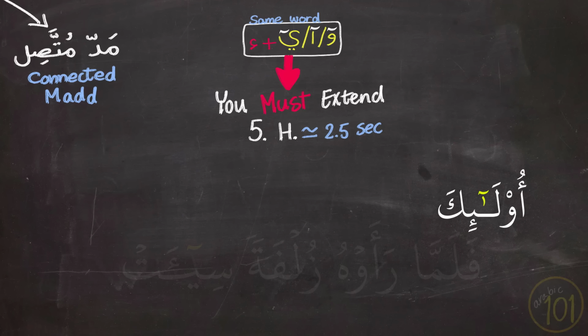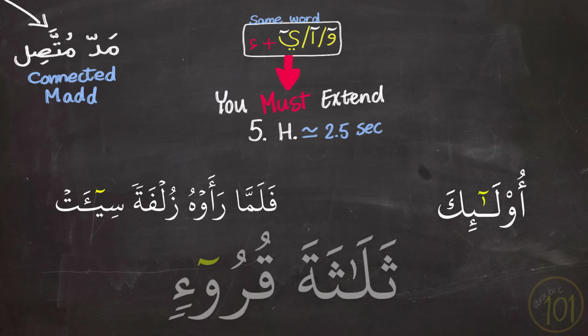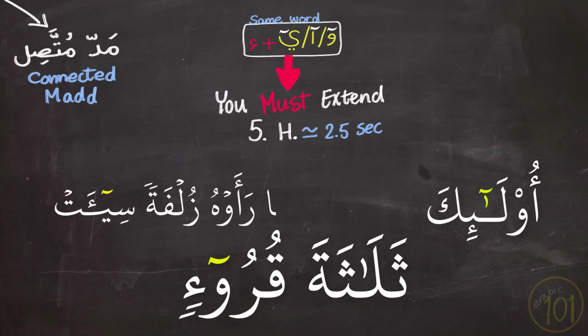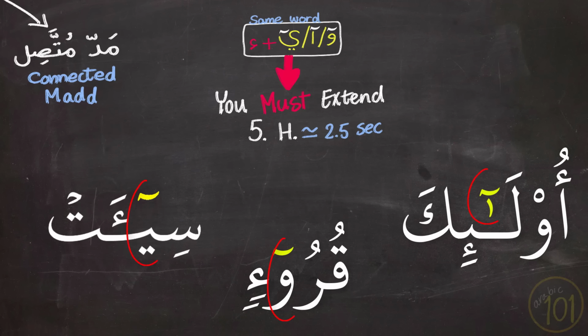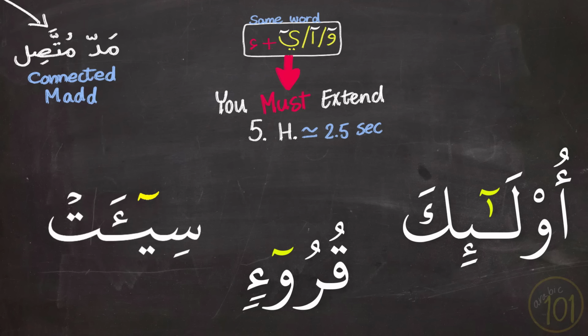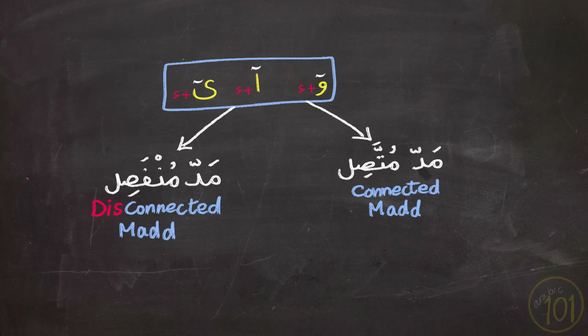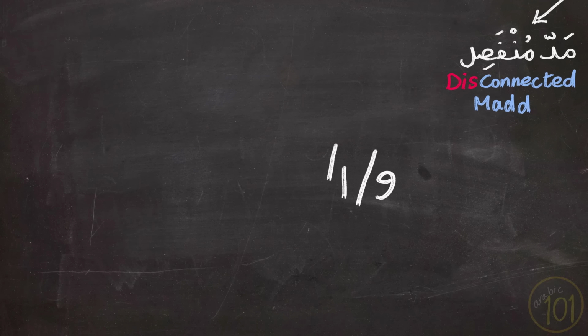أولئك، فلما رأوه زلفة، سيئت، ثلاثة قروء. We notice that both the med letter and the hamza, the cause of extension, happen within the same word. And as I said, this type of med cannot be skipped, and you will have to extend every time this happens within the word. But the disconnected med only happens at the end of the word.